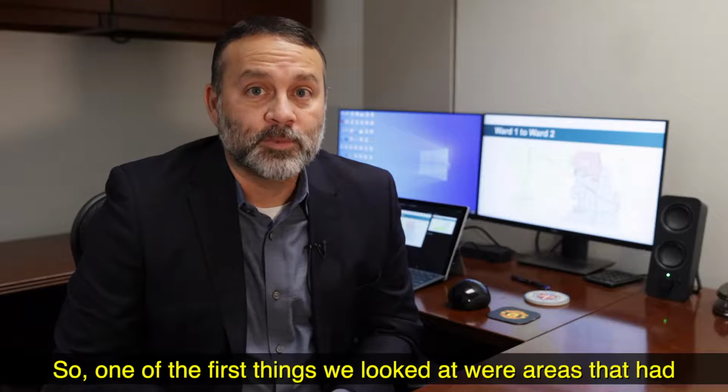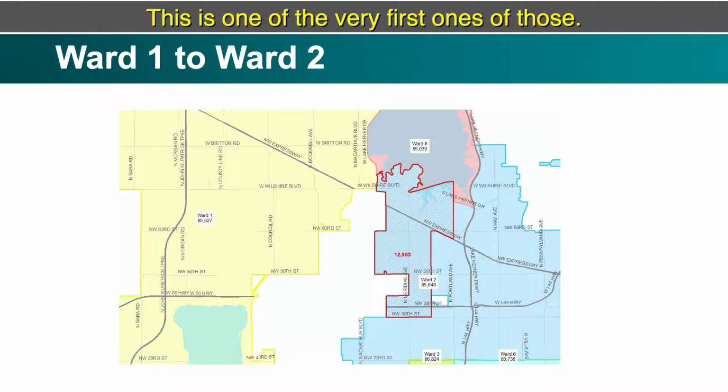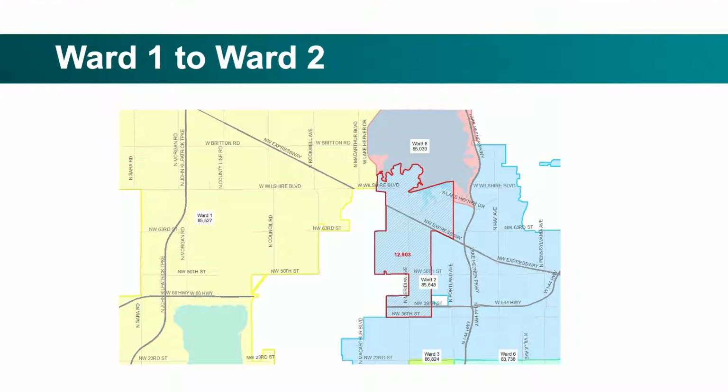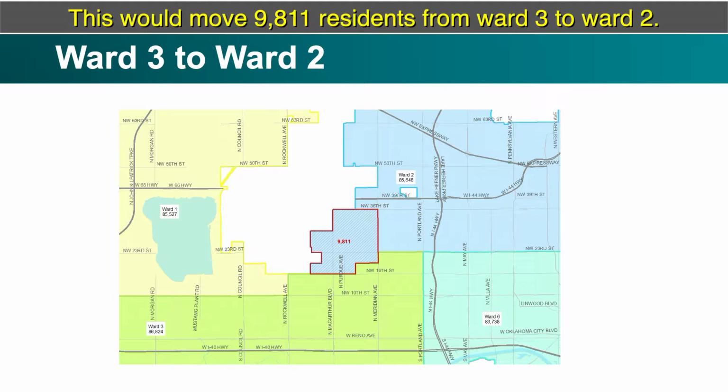So one of the first things we looked at were areas that had issues of compactness. This is one of the very first ones of those. This change would move 12,903 residents from Ward 1 to Ward 2. Another area that had some issues with compactness is this one. This would move 9,811 residents from Ward 3 to Ward 2.